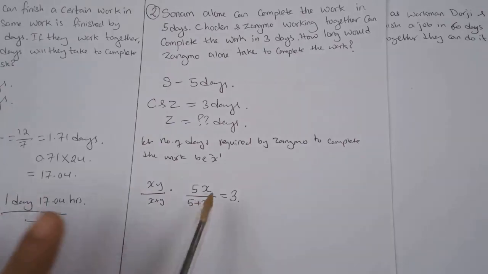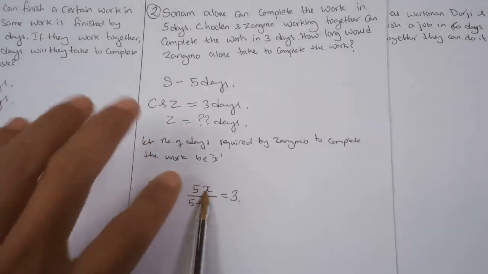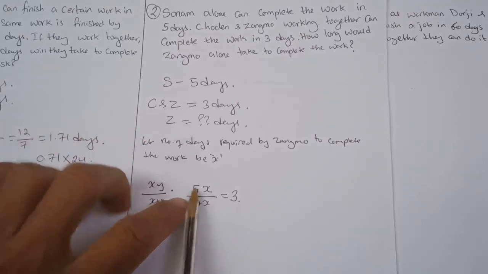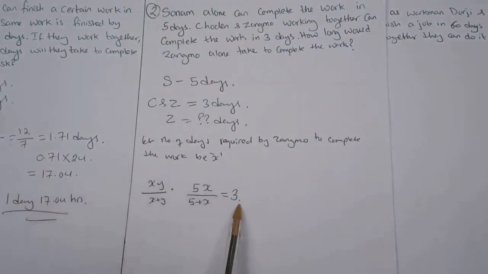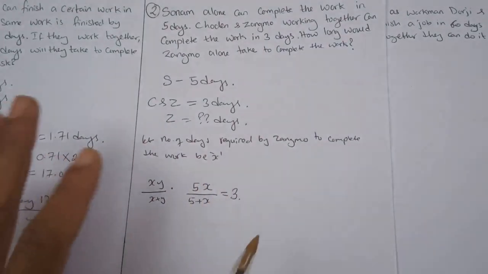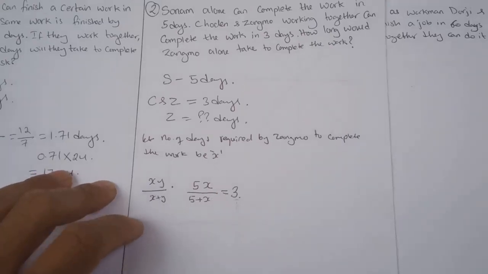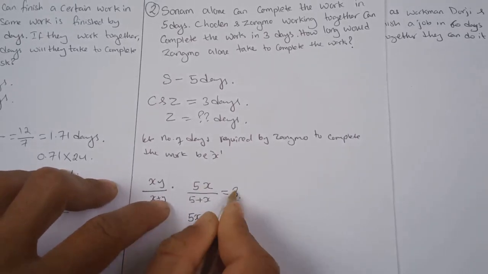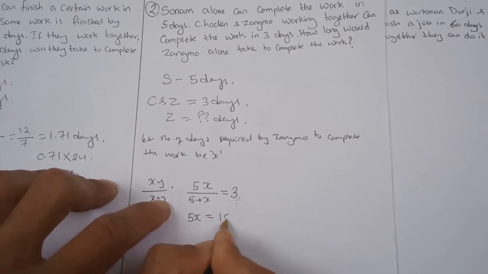So here we are assuming x over 5 plus x, which is equal to 3 days. Then we just need to do the cross multiplication. Cross multiplication gives 5 into 1 is 5x equals 5 into 3 into 5 is 15 plus 3 into x is 3x.